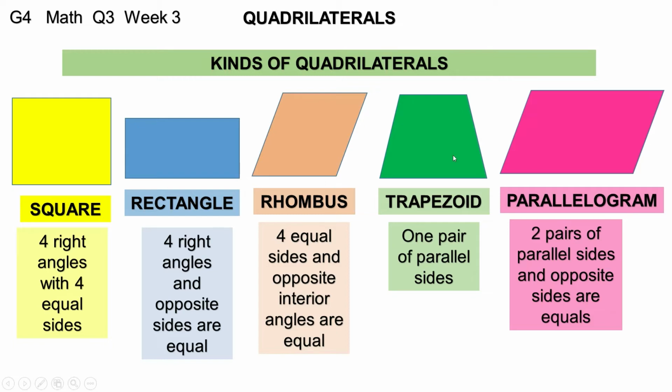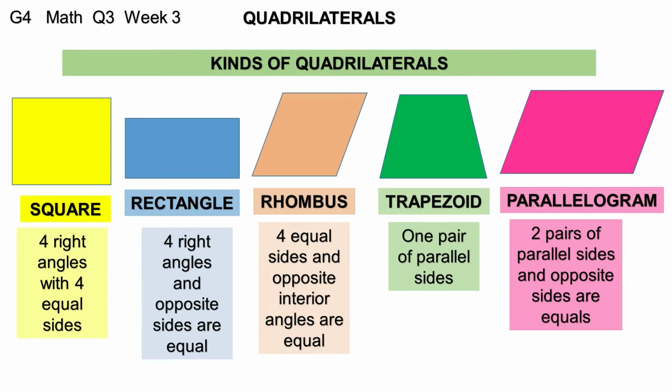The green one is a trapezoid. A trapezoid has one pair of parallel sides. So, itong nasa itaas at nasa ibaba are parallel sides. So, we call it as a trapezoid.